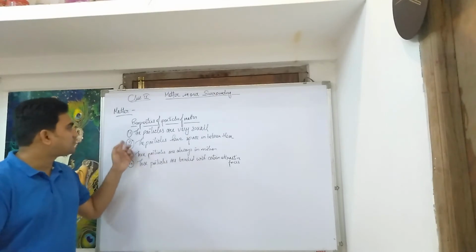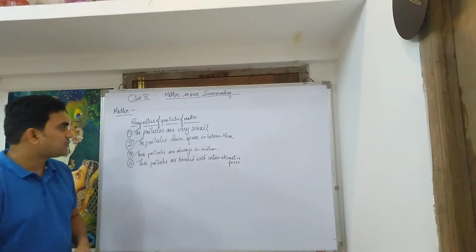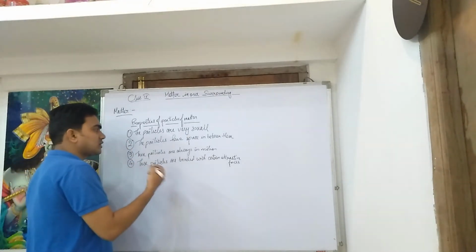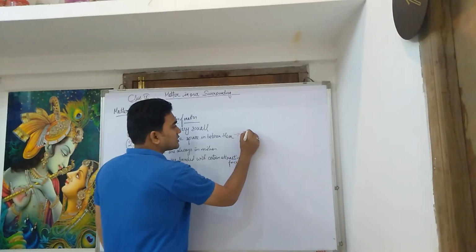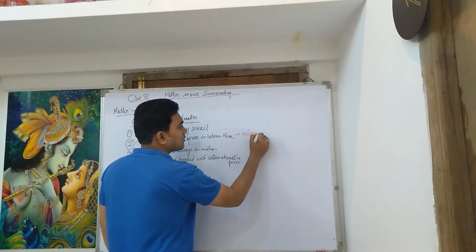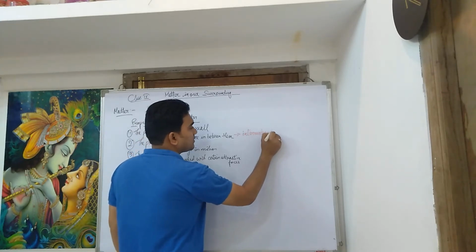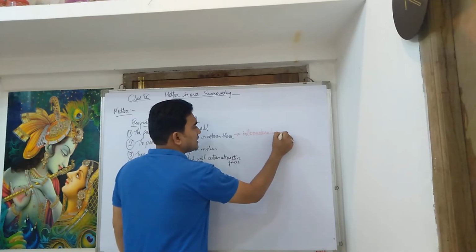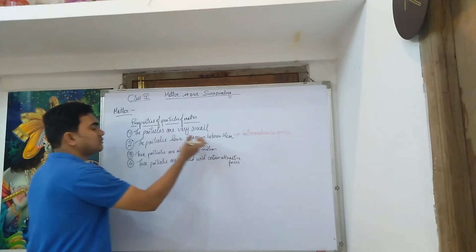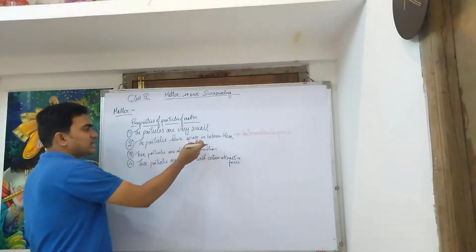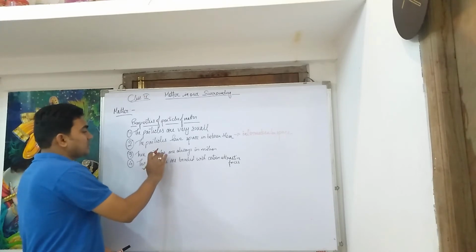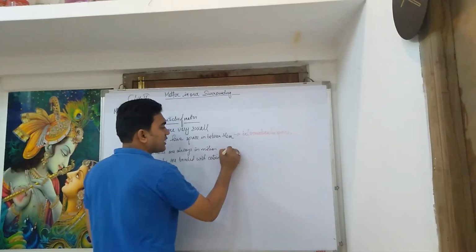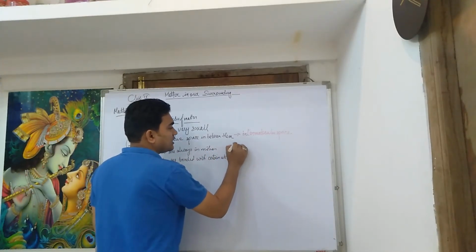So from these particles, we can come up with certain new concepts. Like this gives rise to a new concept, intermolecular space. The space between the particles of matter is called intermolecular space. Here it's giving rise to a new term called diffusion.